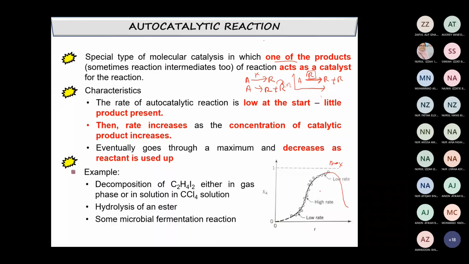Okay, mula-mula catalyst tu akan membantu untuk product formation. Lepas tu after catalyst tu dah tak ada, tak very effective, so reactant pula digunakan untuk menghasilkan produk. So dia akan menurun balik lah. So example of this one lah, hydrolysis of an ester, okay, some microbial fermentation reaction and so on.